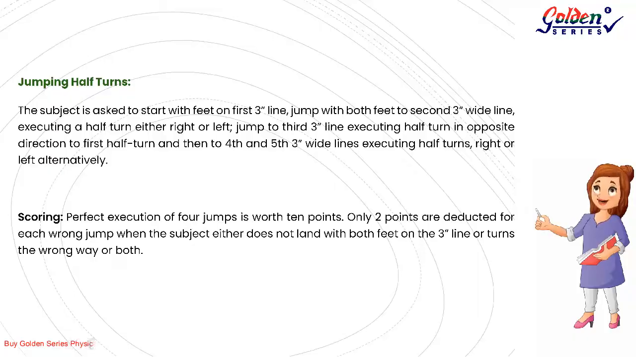Jumping half turns. The subject is asked to start with feet on the first 3 inch line, jump with both feet to the second 3 inch wide line, executing a half turn either right or left, jump to the third 3 inch line executing a half turn in the opposite direction to the first half turn, and then to the fourth and fifth 3 inch wide lines executing half turns, right or left alternatively. Scoring: perfect execution of 4 jumps is worth 10 points. Only 2 points are deducted for each wrong jump, when the subject either does not land with both feet on the 3 inch line or turns the wrong way or both.